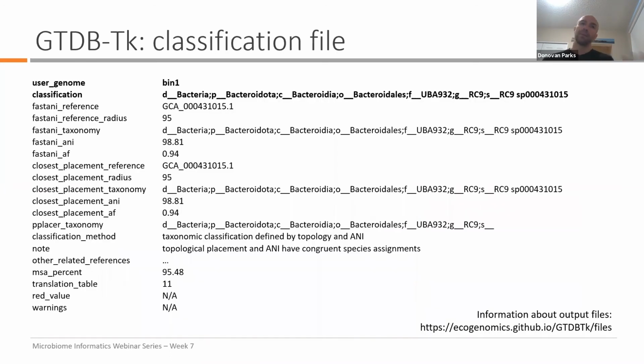So there are a number of output files produced by GTDB-Tk, including a Newick tree that shows where your genomes were placed in the reference tree. But for most people, the only output you need to consult is the classification file, which indicates for your genome what the GTDB classification of it is. The rest of these fields just indicate additional information that explains why GTDB-Tk came up with this particular classification.